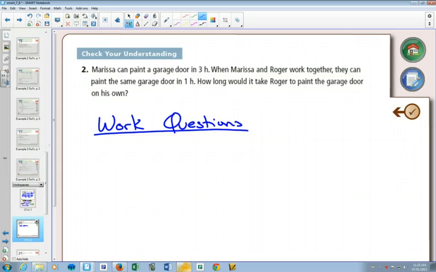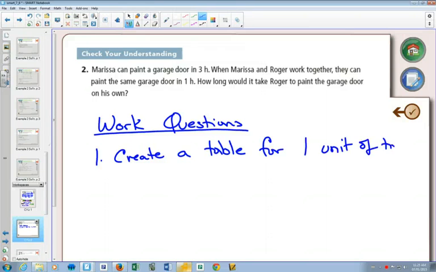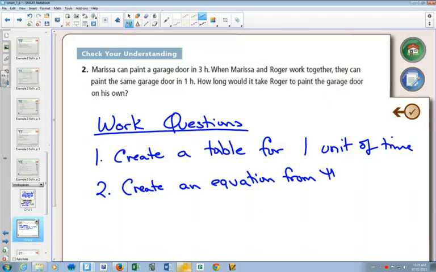So what we're going to do is, I don't know if I'd really call it a table. I'll write table. Create a table for 1 unit of time. And then you'll be able to create an equation from the table.